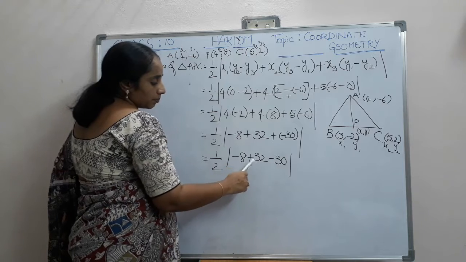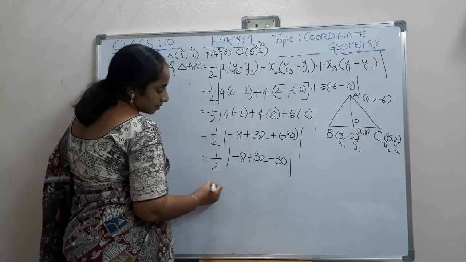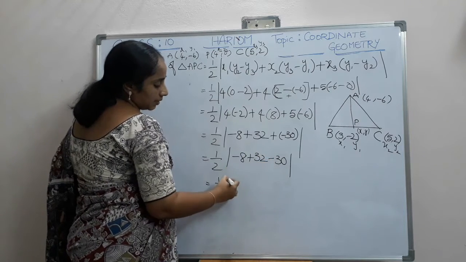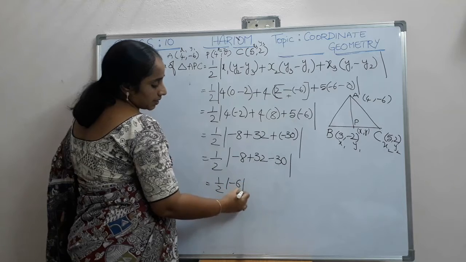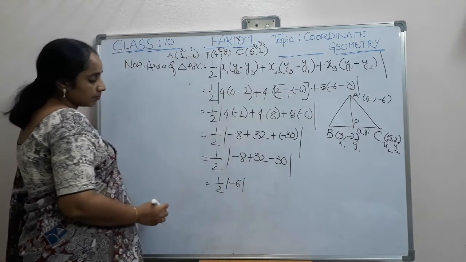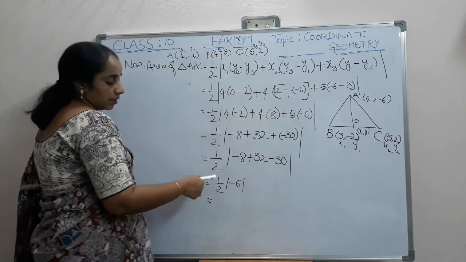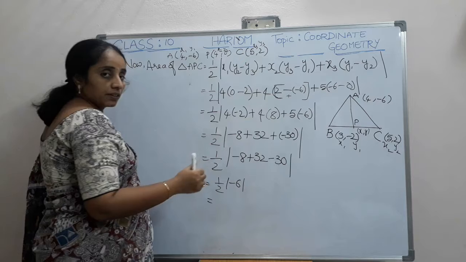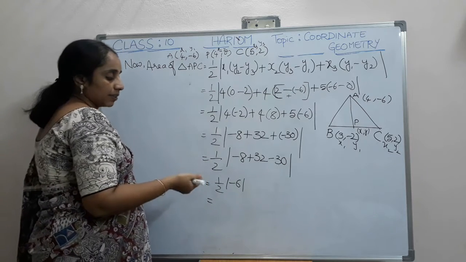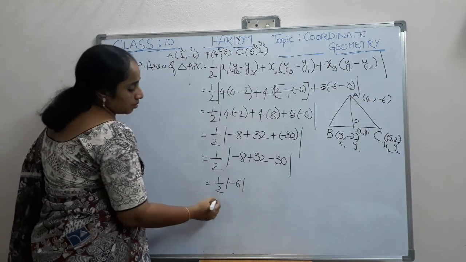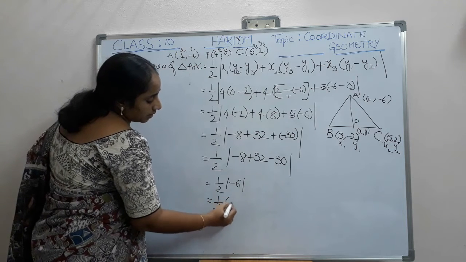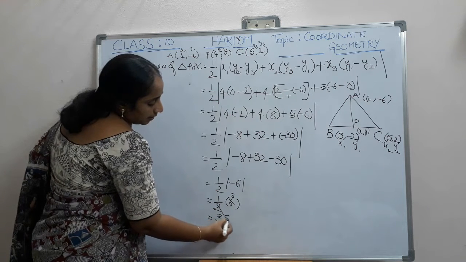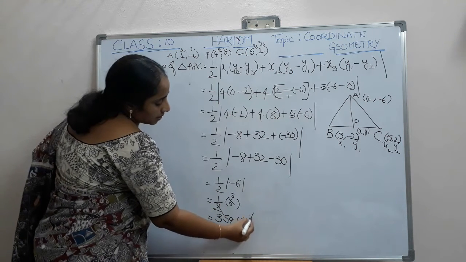32 minus 8 is 24, plus 24 minus 30 is minus 6. Now, as you know, modulus means this negative value also we can consider, and we will take it as positive only. So it is 1 by 2 into 6, 2 1s, 2 3s, it is 3 square units.